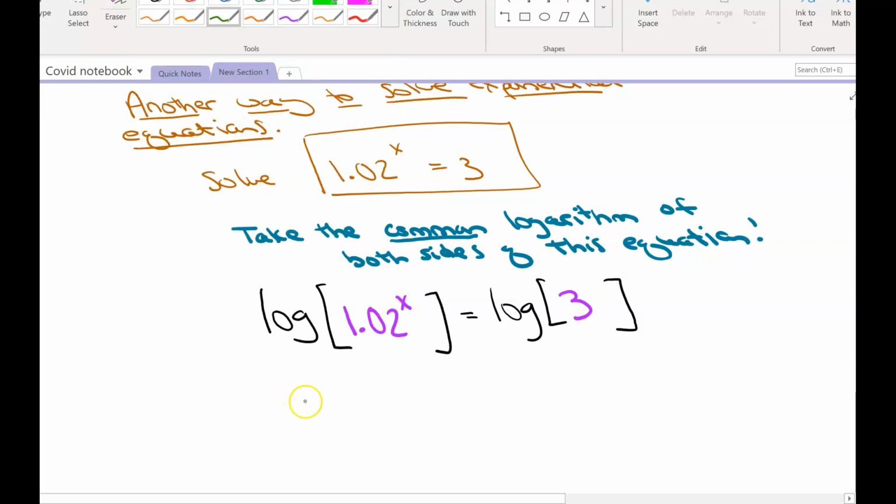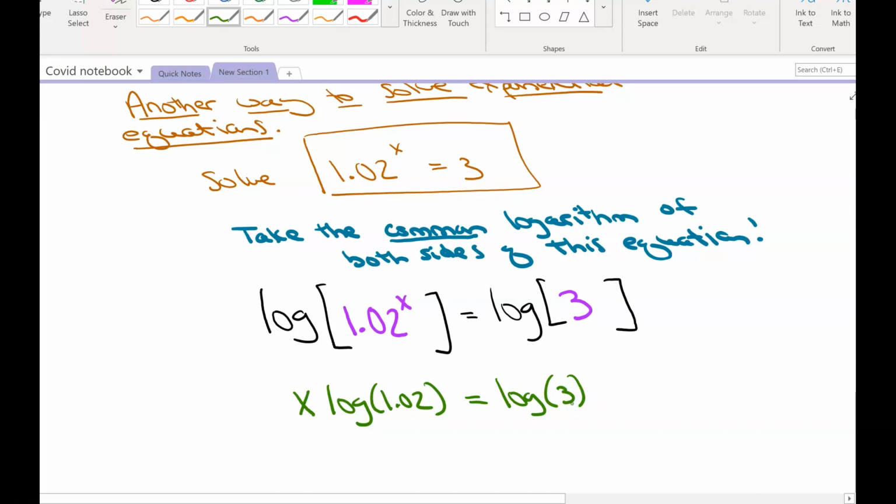So, by properties of logs, this left-hand side becomes x times log base 10 of 1.02. And this equals log base 10 of 3.